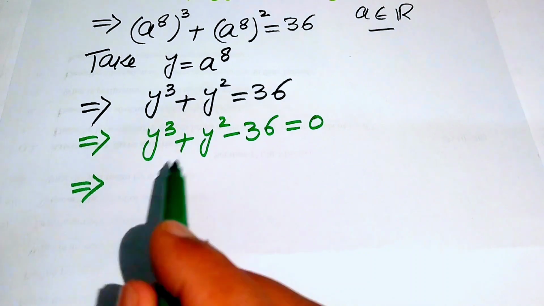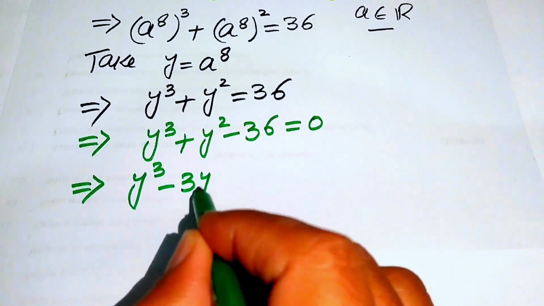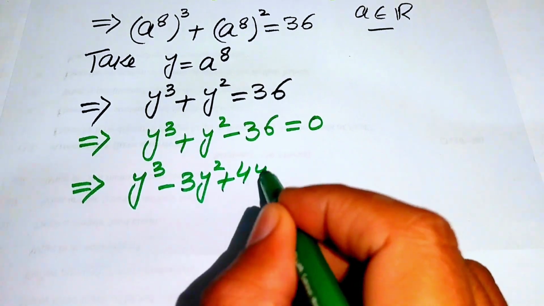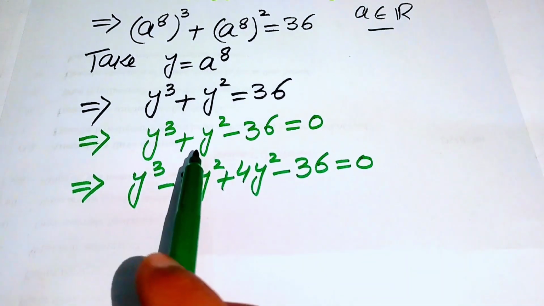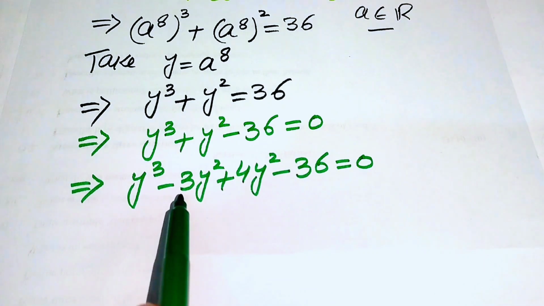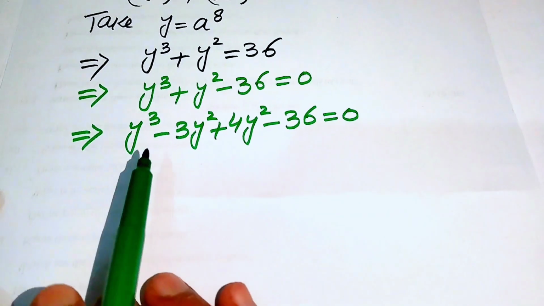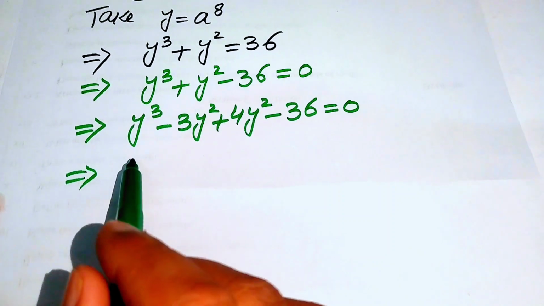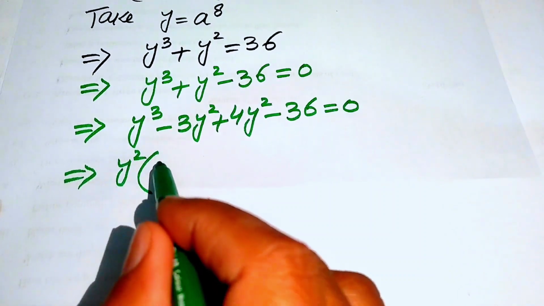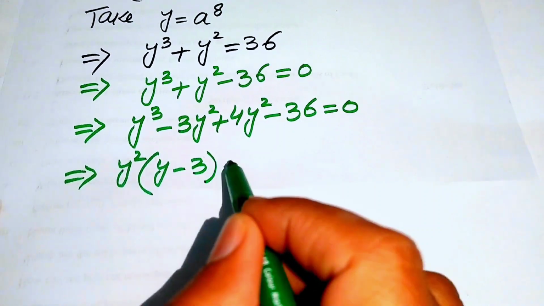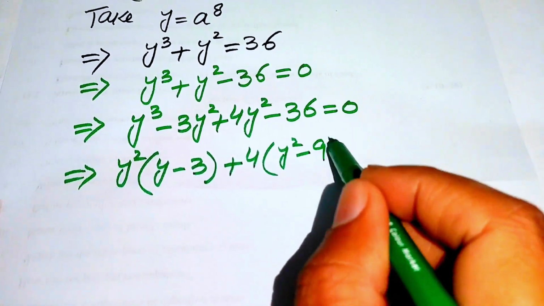We write this y square as minus 3 times y square plus 4 times y square, minus 36 equals 0. Because here we have plus y square, and we write it as minus 3y square plus 4y square, it becomes plus y square. Now we take common y square from the first two terms and it will be written as y square times y minus 3, and here we take common 4 and you get y square minus 9, and this whole equals 0.